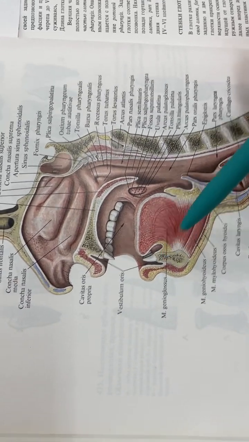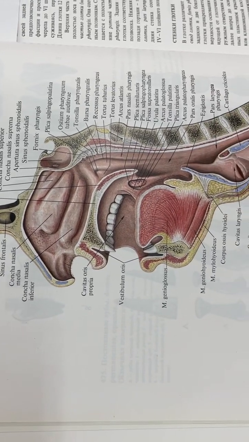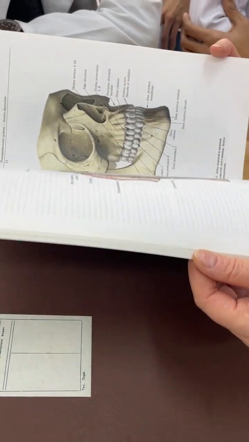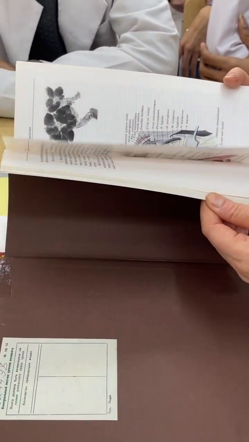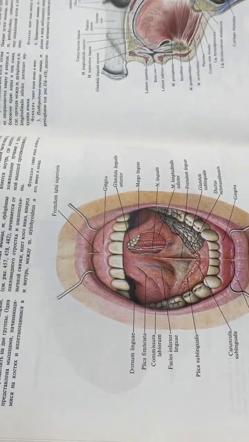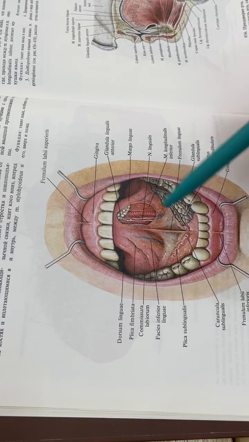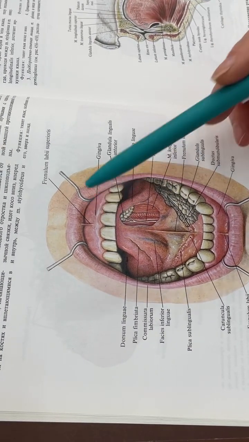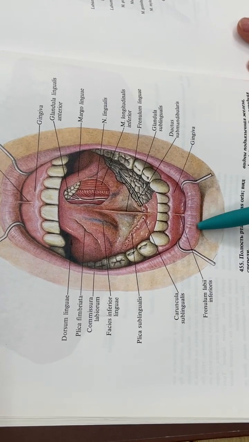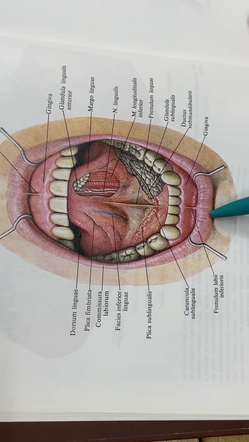What can we find in the vestibule? In the vestibule we find folds of the mucosa called frenulum: the frenulum of the upper lip and the frenulum of the lower lip. You can feel this fold with your tongue under the upper lip. This is a fold of mucosa connecting the gum with the lip.